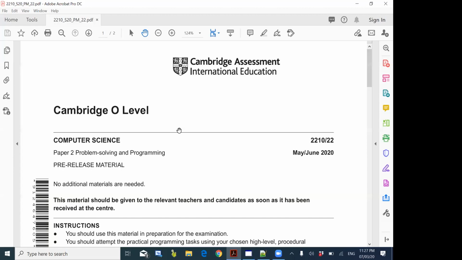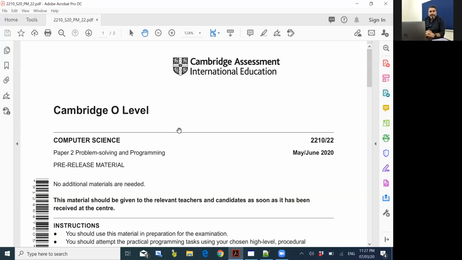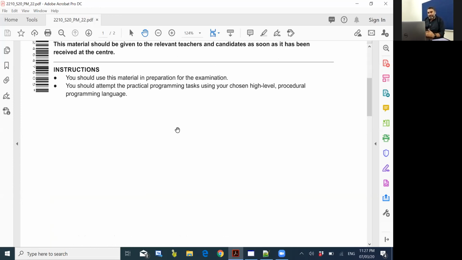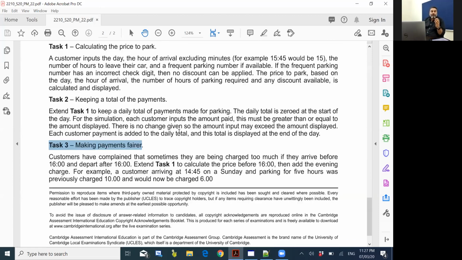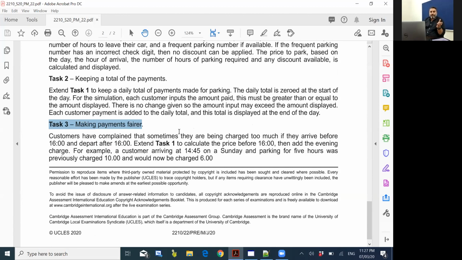Hello viewers, this video will describe technically the pseudocode which is required to build task 3. Task 3 is about the calculation of the amount to be taken from the user, the one who has parked their car in the parking lot. This is making payments fairer.